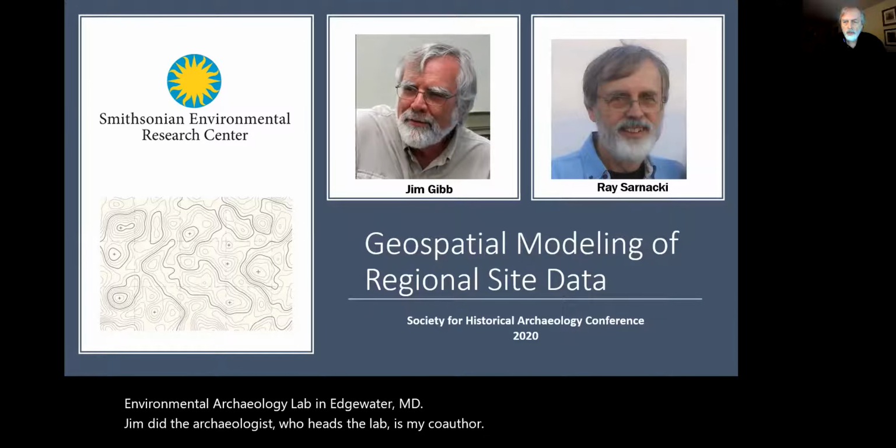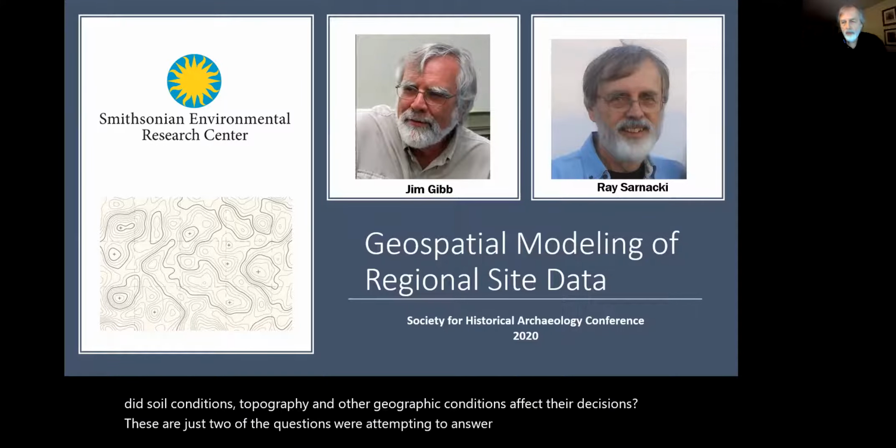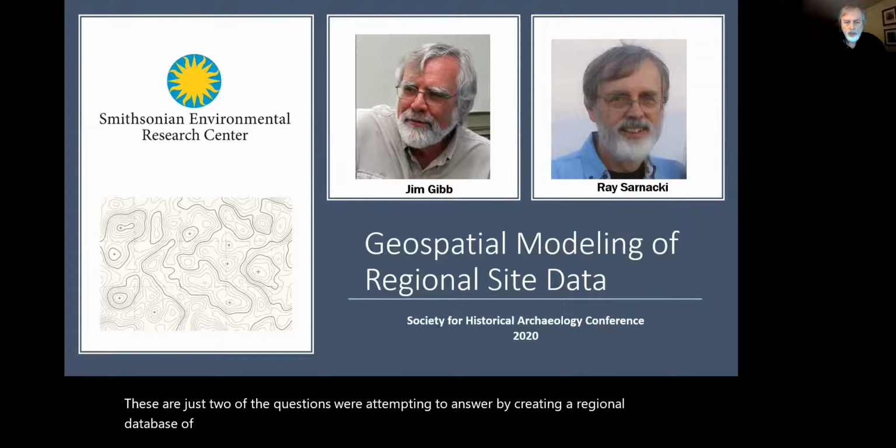What strategies did farmers employ in Anne Arundel County during the late 19th century? How did soil conditions, topography, and other geographic conditions affect their decisions? These are just two of the questions we're attempting to answer by creating a regional database of these factors using GIS.